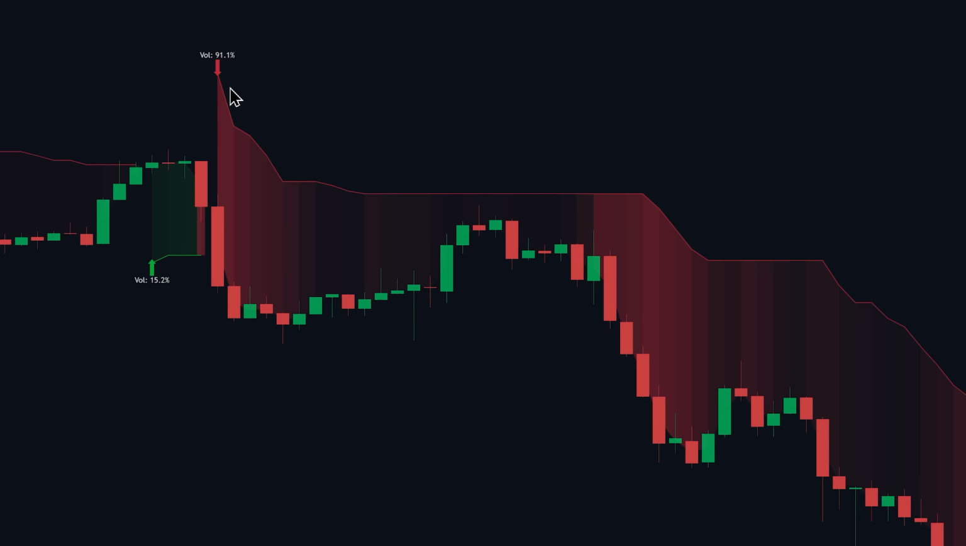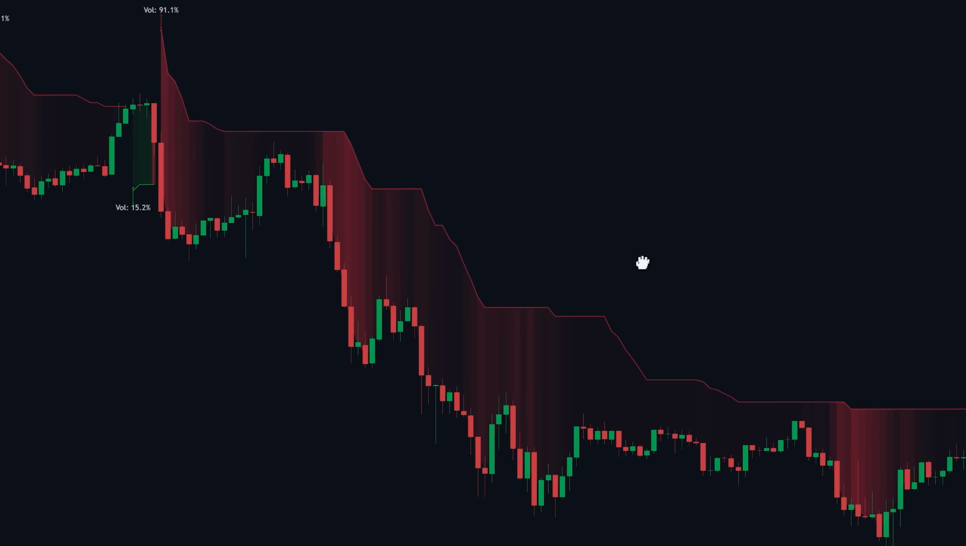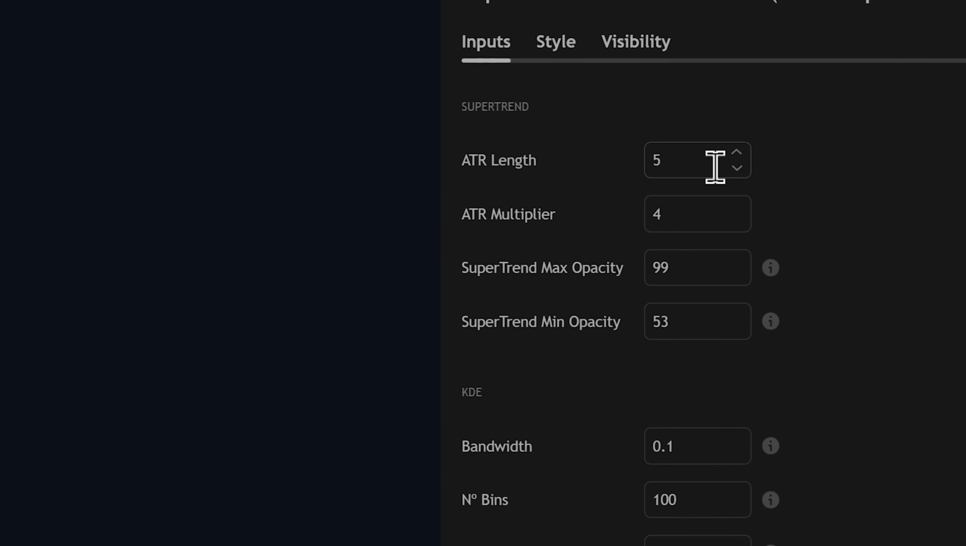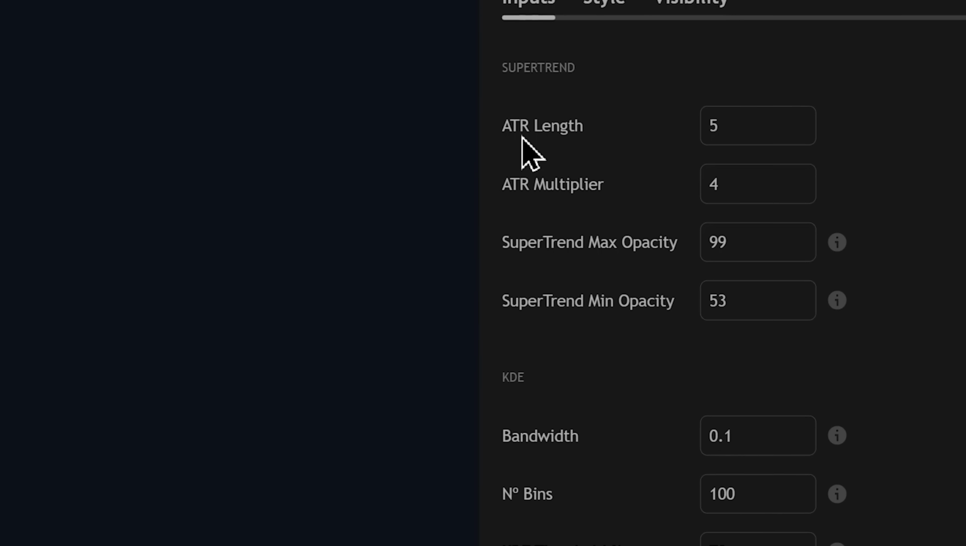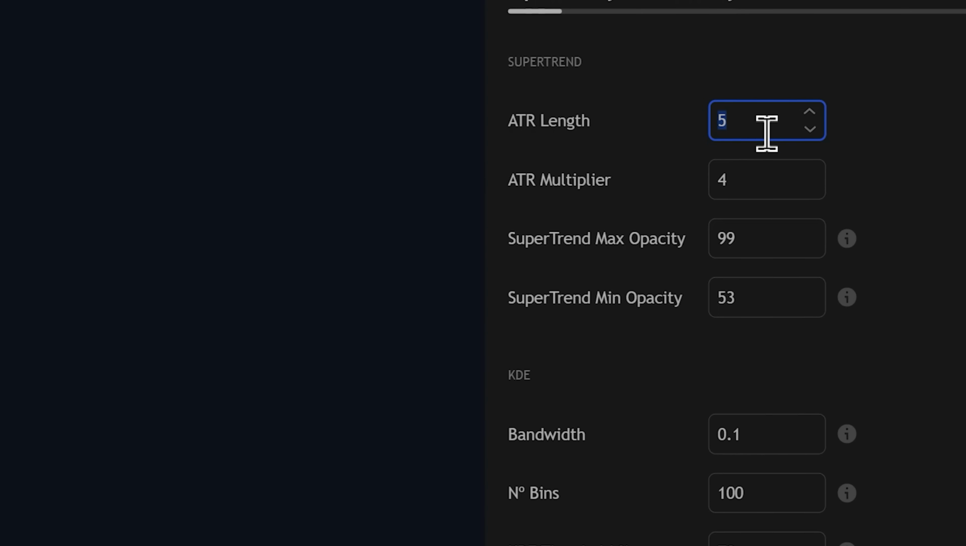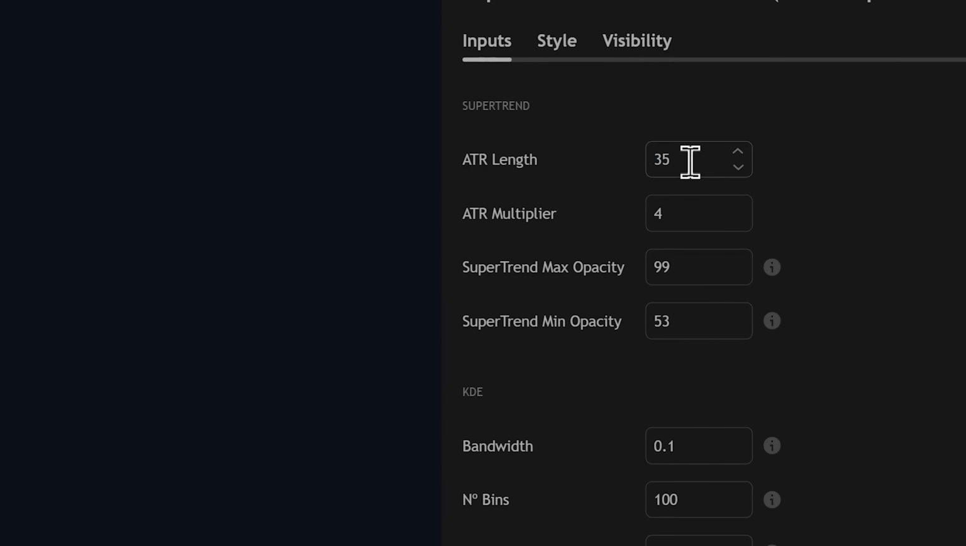Now let's go through the settings because this indicator is only as good as how you tune it for your market. In the SuperTrend settings, you have two core inputs. ATR length controls how the average true range is measured. A shorter ATR length reacts faster and flips more often. A longer ATR length reacts slower and gives you fewer flips.